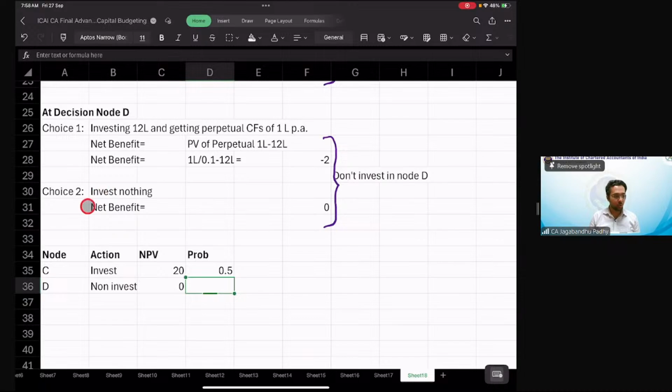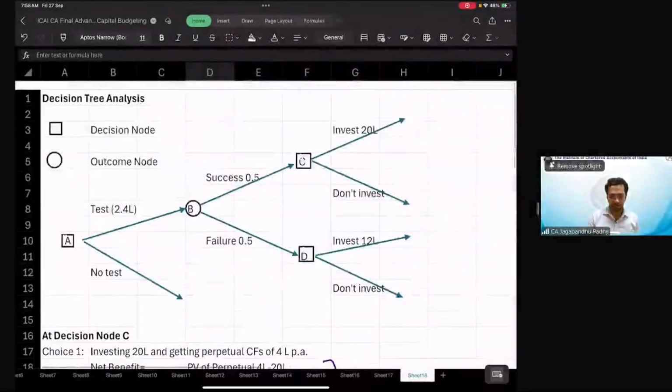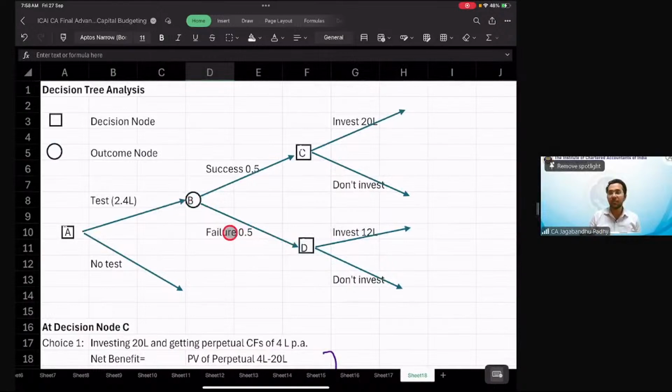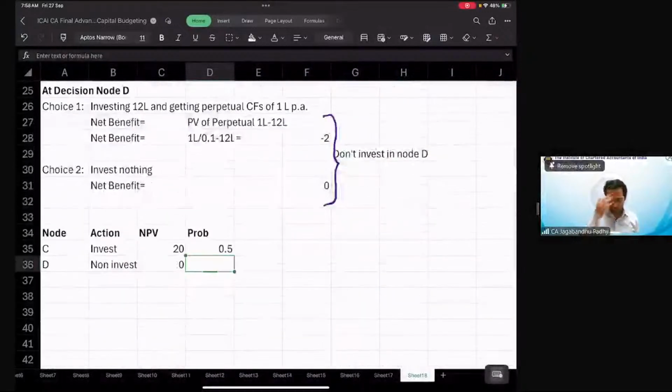Achha, when is this node D happening? When there is a failure, right? When there is a failure, the node D is happening. So we say when we have failure, that has also got a probability of 0.5.